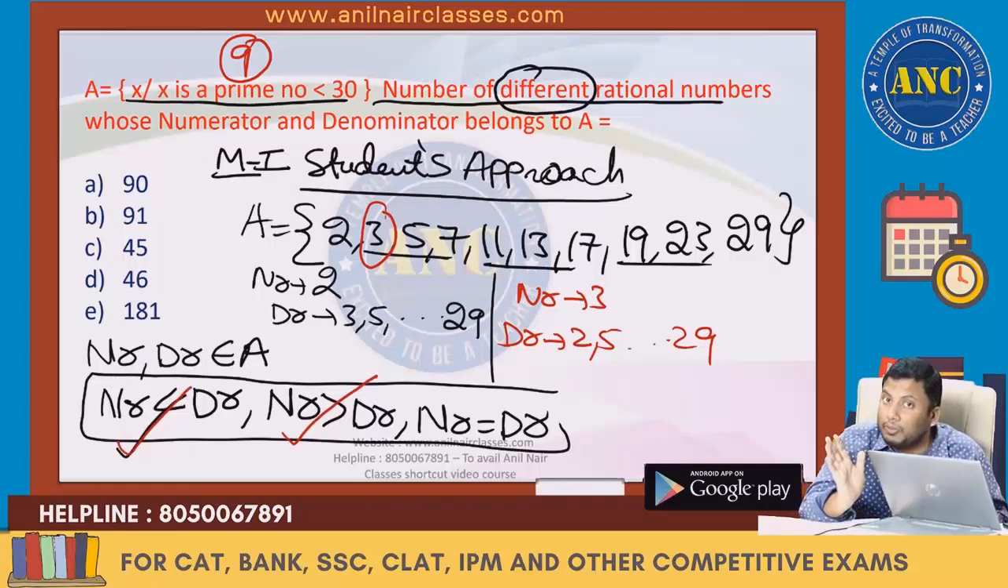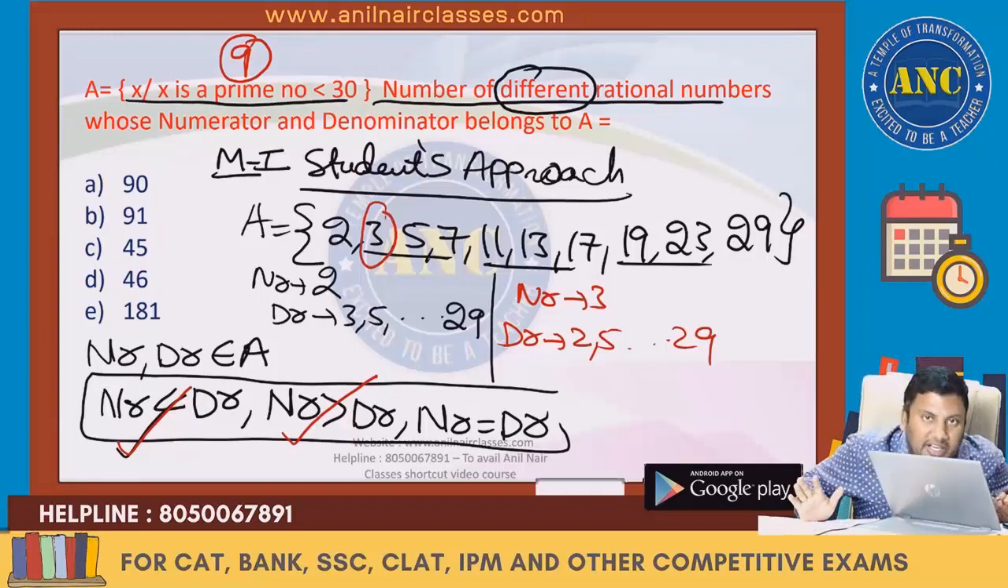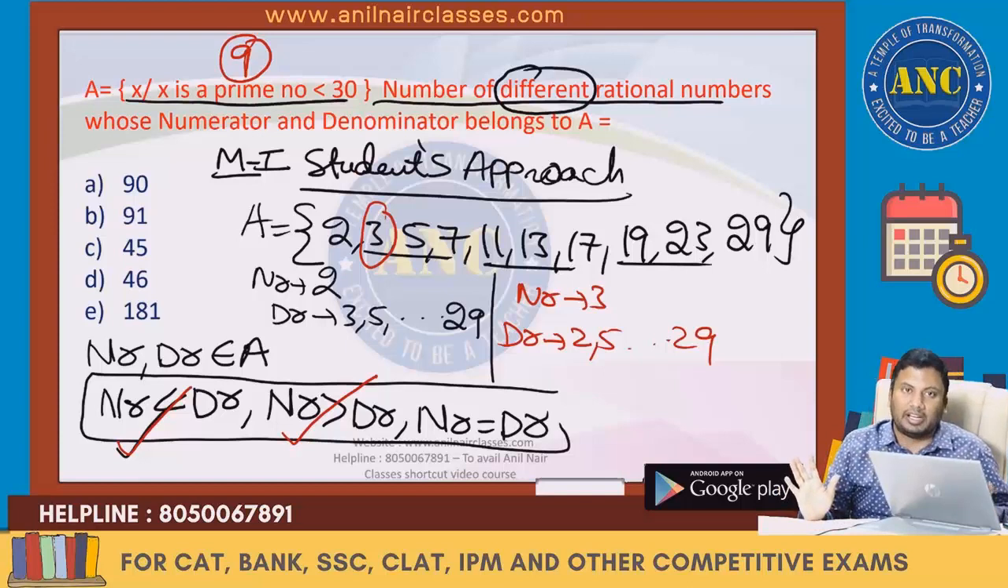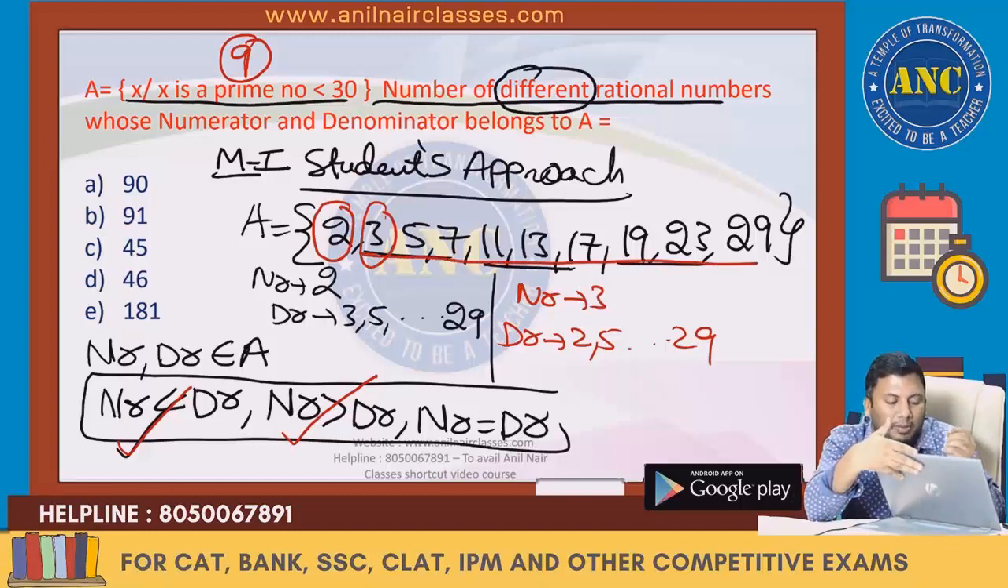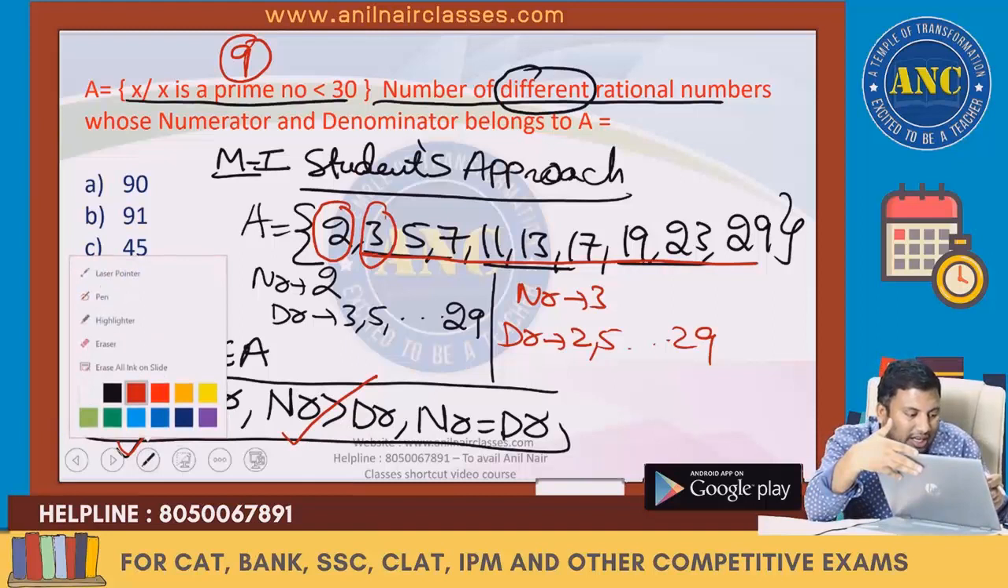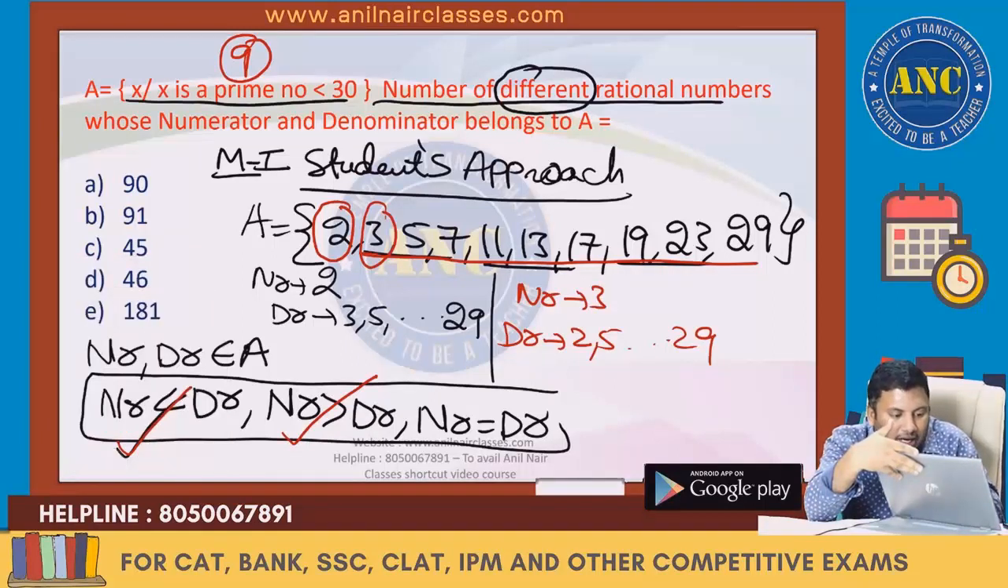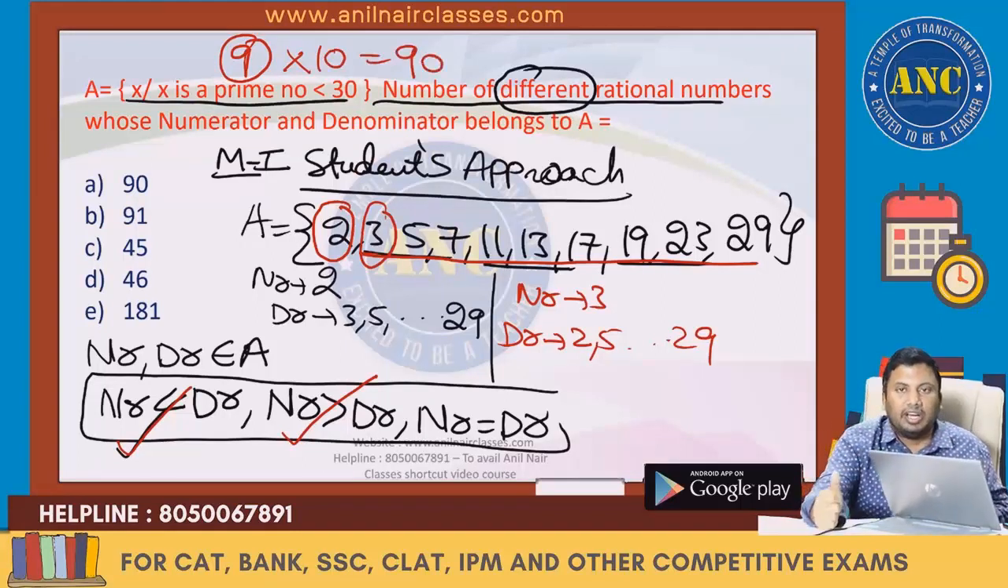Are you all with me? Numerator 2, denominator 3. Numerator 3, denominator 2. If I fix this value, all the other values are there in the denominator, 9 values. Similarly 9, 9, 9, 9, 9, 9. Total 10 numbers, sir. 9 into 10 is 90.